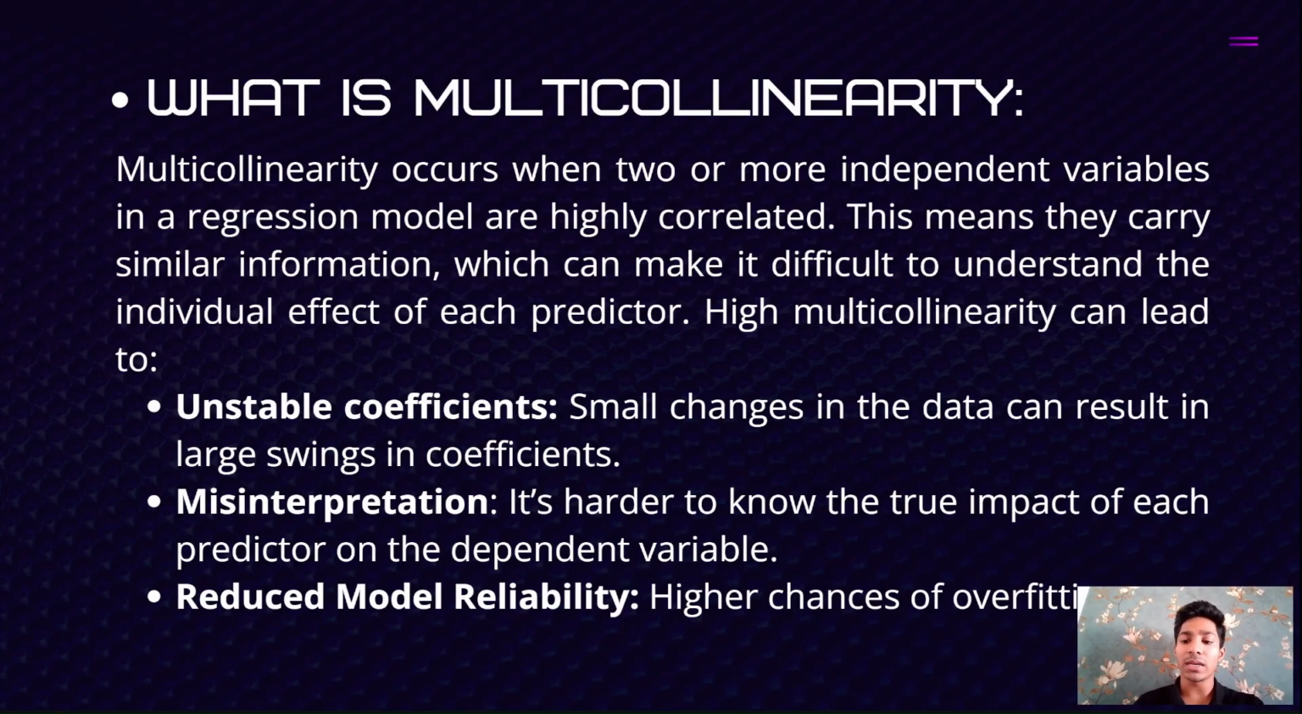High multicollinearity can lead to the following issues. First is unstable coefficients. Small changes in the data can lead to large swings in coefficients. Second issue we have is misinterpretation. In this, it's harder to know the true impact of each predictor on the dependent variable. And third issue we have is reduced model reliability. The higher chances of overfitting reduce the reliability of the model.